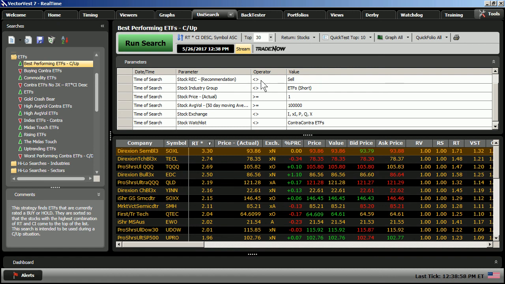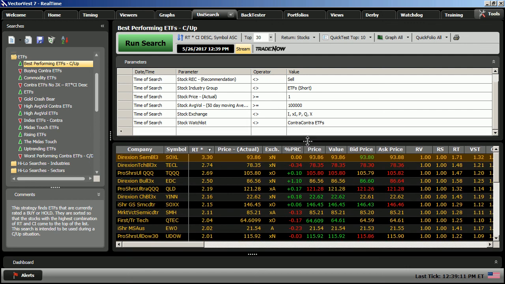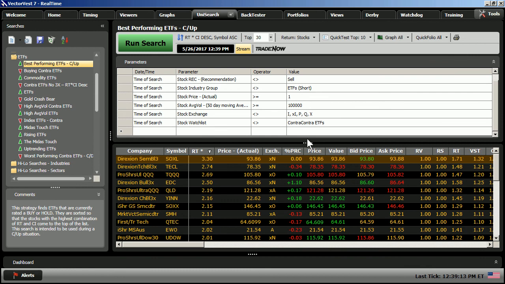All right, and this is an aggressive part that we're looking at: the ETFs that have a combination of RT times CI sorted to the top of the list. So I'm going to take this, move this down a little bit, and I'm going to show you how to add a criteria to represent the pinpointing of the types of ETFs you're looking for. Under parameter, I'm going to keep this search that's already here.